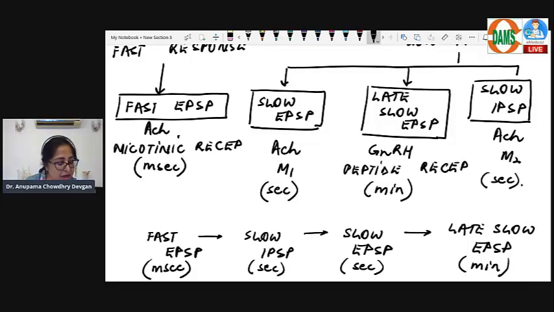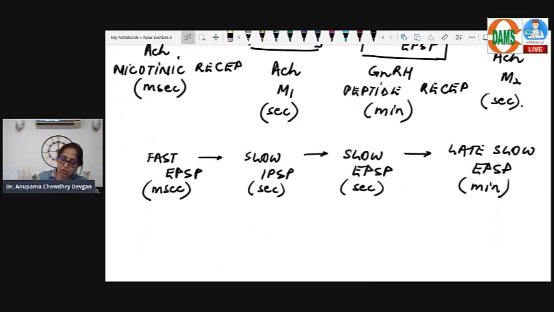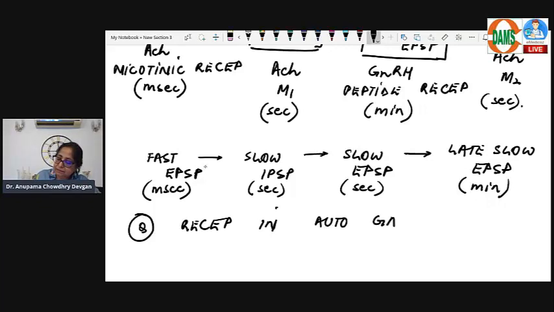Okay, that is the transmission in autonomic ganglia. A very important point to understand is which receptors autonomic ganglia have. Another important question: receptors in autonomic ganglia. Does it have nicotinic receptors?